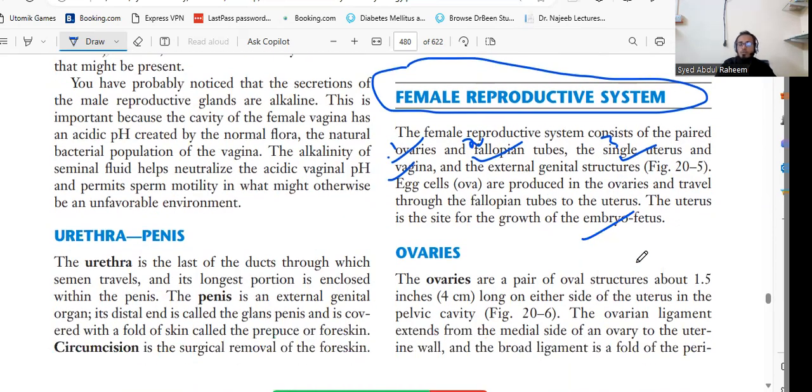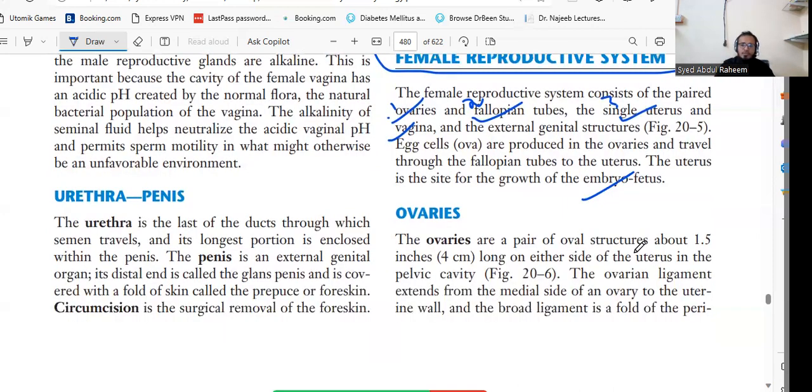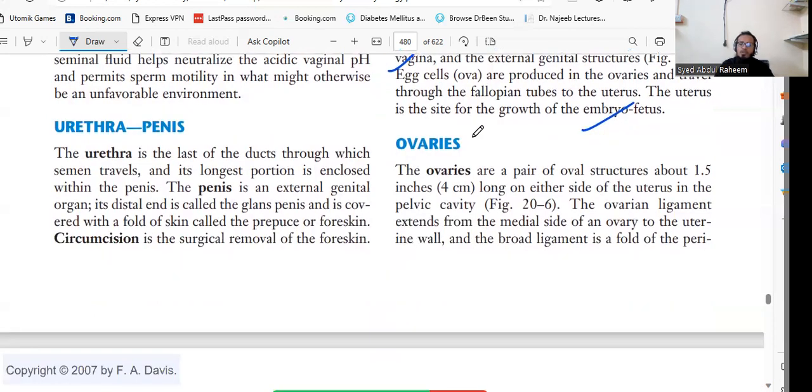So basically, who produces the egg? Ovaries produce the egg and it will travel to the fallopian tubes. Then sperm and egg will combine together and form a new cell, that is the embryo or fetus. So this is the process of fertilization. Next, let's discuss each and every female reproductive organ.